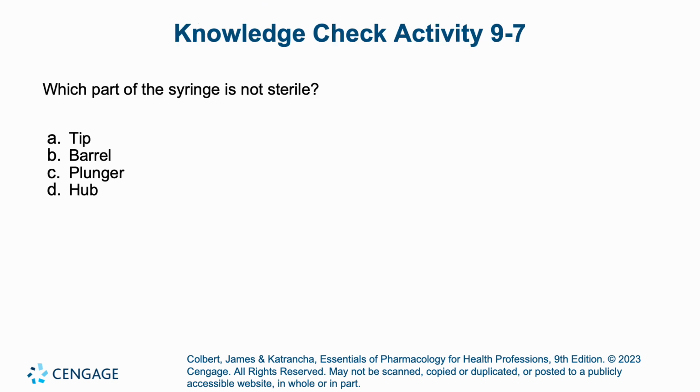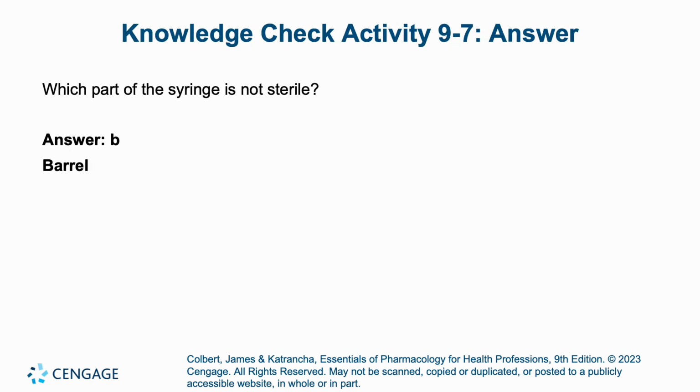Knowledge check. Which part of the syringe is not sterile? A, tip. B, barrel. C, plunger. D, hub. And the answer is B, barrel.